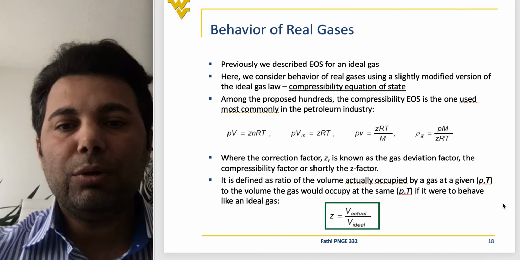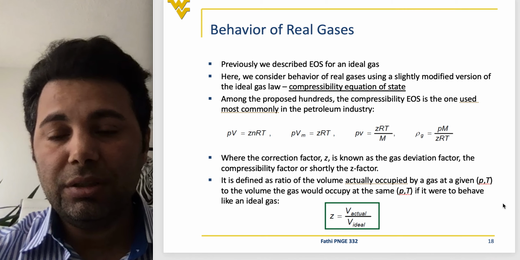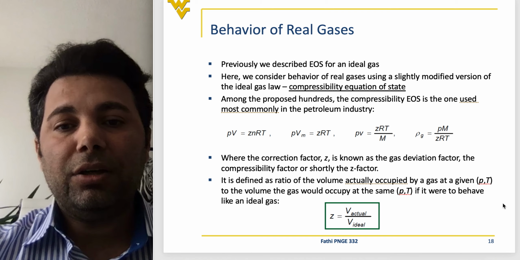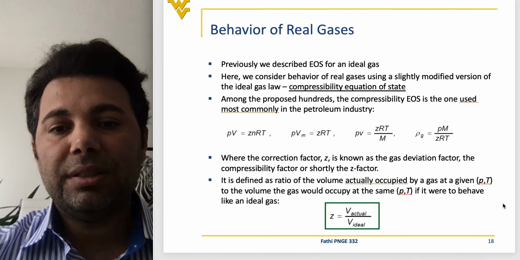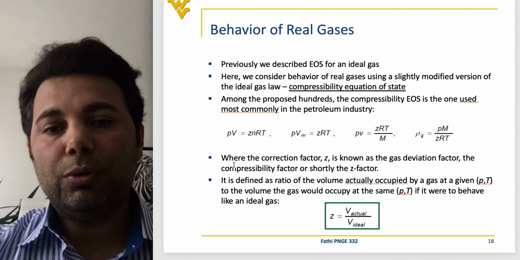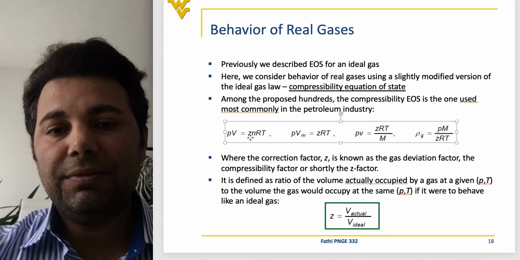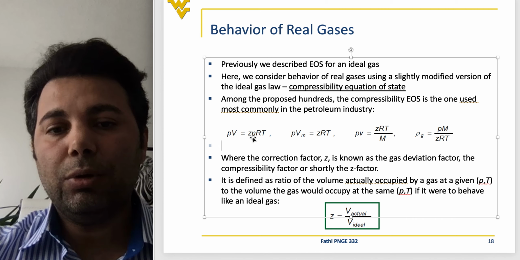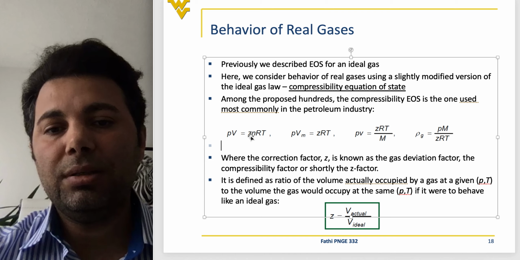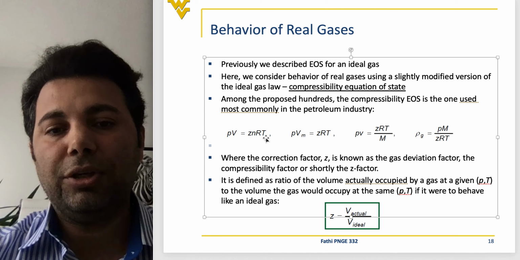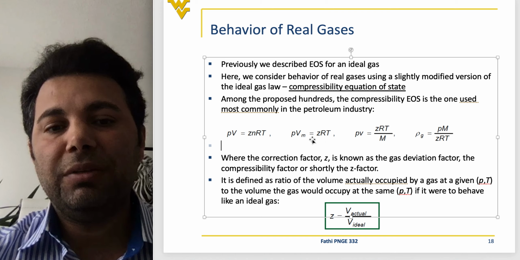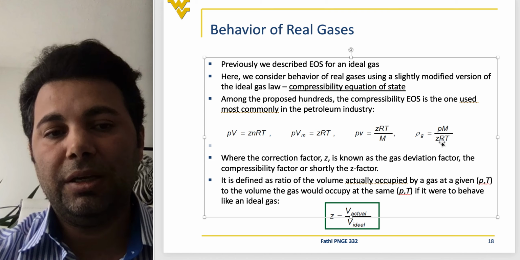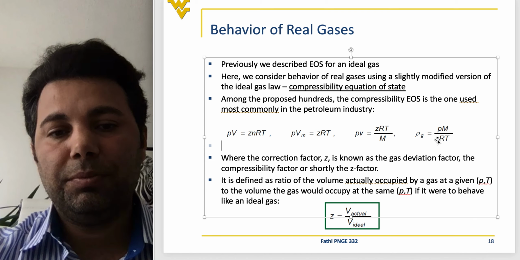One of the equations that has been used mostly in the oil and gas industry is the compressibility equation of state. In the compressibility equation of state, basically what we are saying is we are going to use a correction factor, which we call the Z factor, or compressibility factor, and we change the equation to PV equal to ZnRT. So I'm just adding one Z in front of the right-hand side of the equation. Or if I write it for molecular weight, PVM is equal to ZRT, or density becomes PM over ZRT. For ideal gas, it was PM over RT. Now we have a Z.